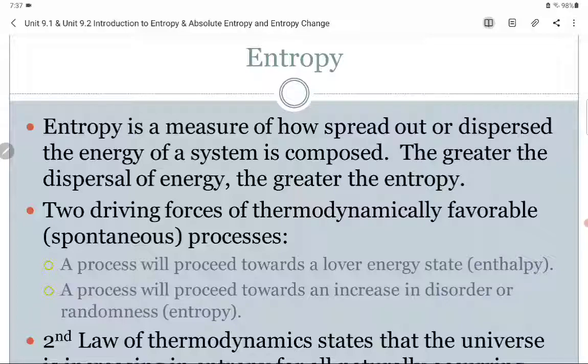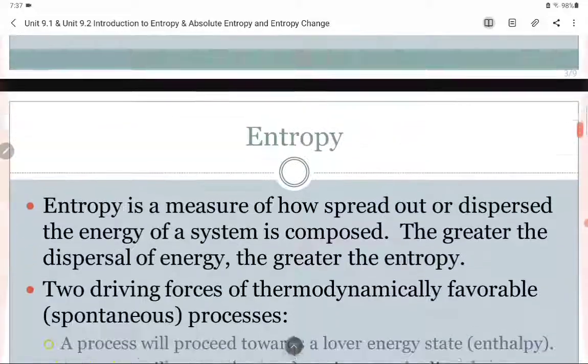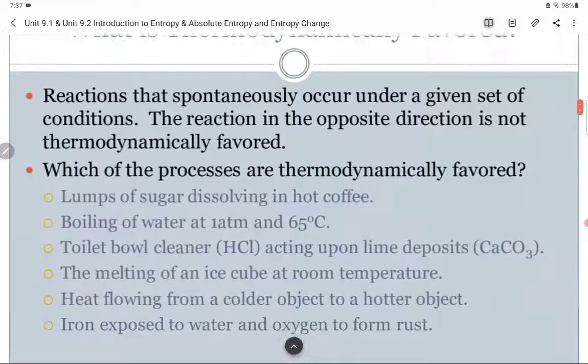This is the true definition, but in our lab or the kind of questions we're going to get in class, it might be easier to think of it as the randomness or disorder of a system, okay? Because typically we're going to be talking about the system. So we'll come back to that slide in a second.